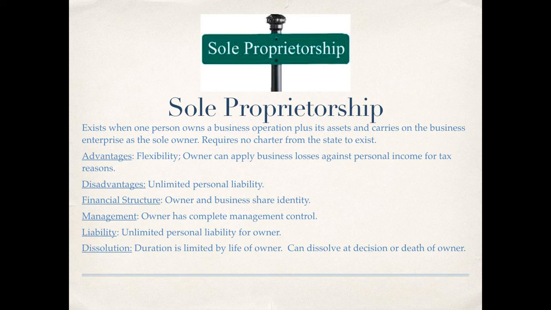Now, when the sole proprietorship comes to an end, if I die, my business dies. So the duration is limited by the life of the owner, and I can just end it at any time. I can just say, I don't want to do this anymore, and I can dissolve it. I don't have to worry about anybody else because it's just me, okay?